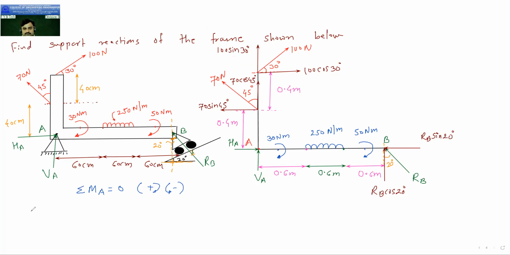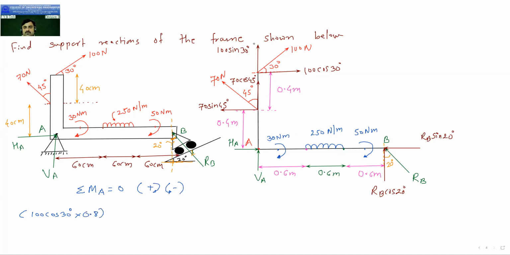So here it is 100 cos 30 into what is the distance of 100 cos 30? See, force is here and point is here. So this much is the distance. From this point to this force, what is the distance? This much is 0.4. This is also 0.4. So total is 0.8. So from this point, the distance of this force is 0.8. So you need to multiply this by 0.8.